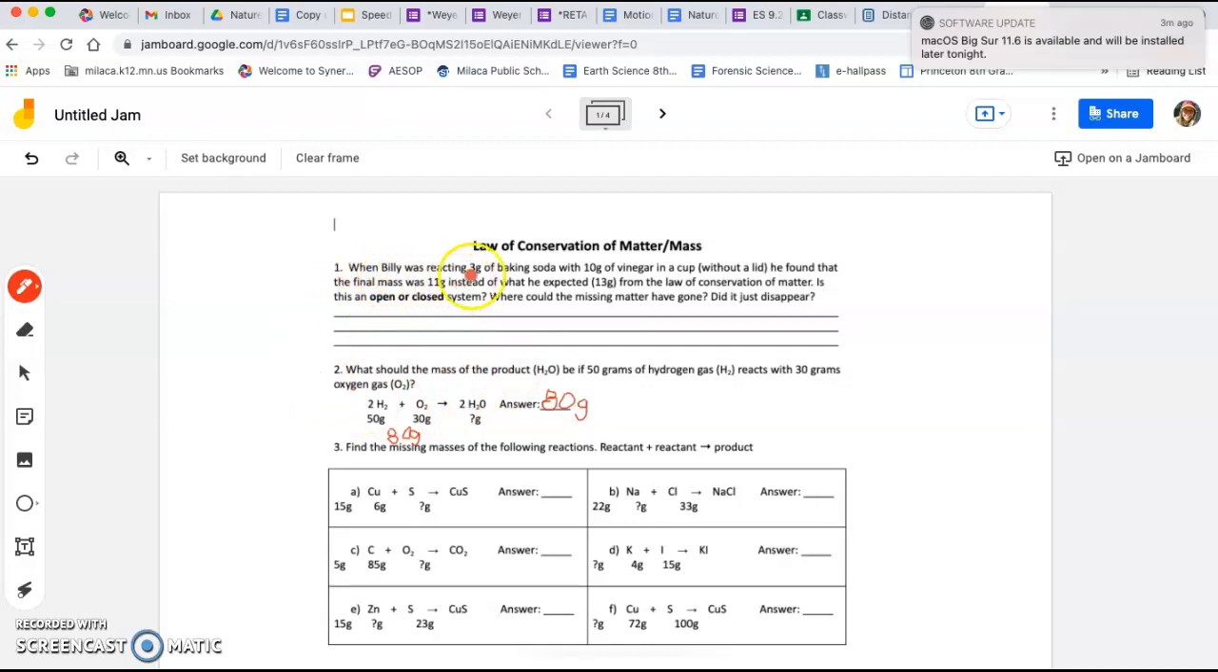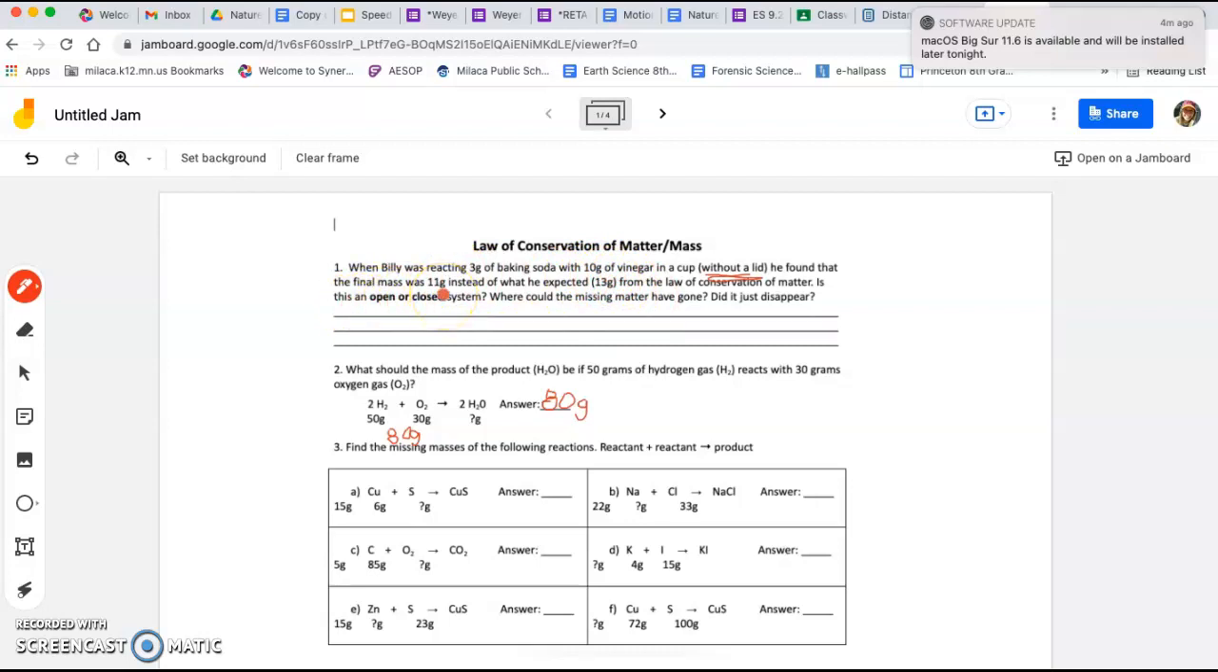Billy was reacting 3 grams of baking soda with 10 grams of vinegar in a cup without a lid. Without a lid, that's going to be important. He found that the final mass was 11 grams instead of what he expected, 13 grams. We expect 13 grams because the reactants, 3 grams of baking soda plus 10 grams of vinegar, 10 plus 3 is 13. From the law of conservation of matter, that's how he knew he should have those 13 grams. Is this an open or closed system?